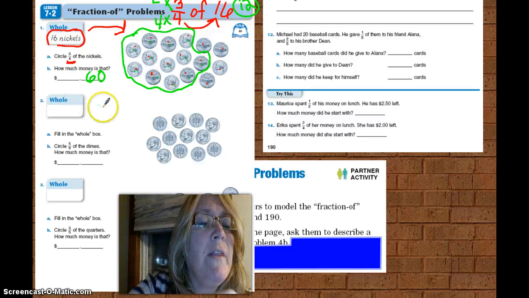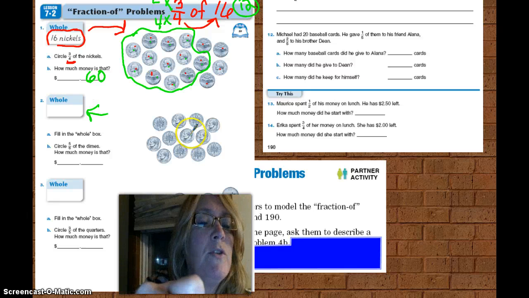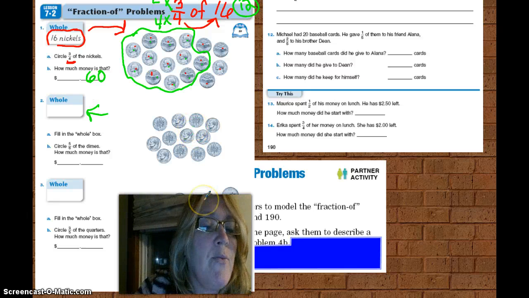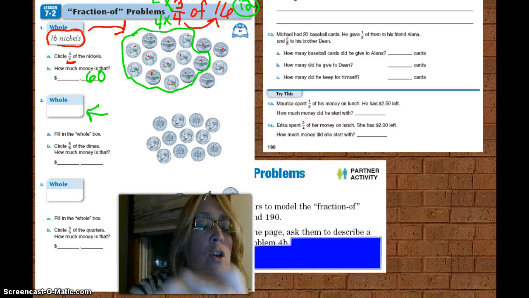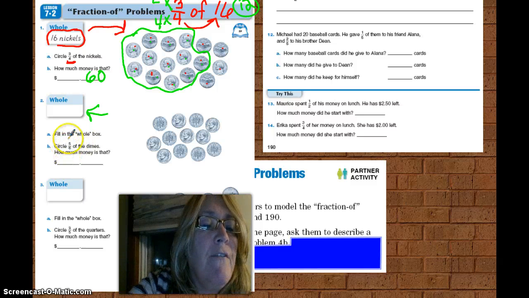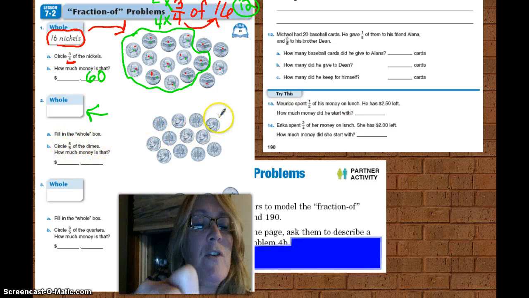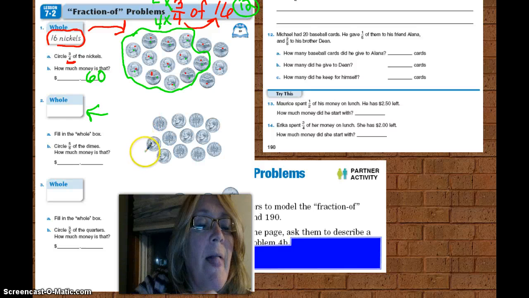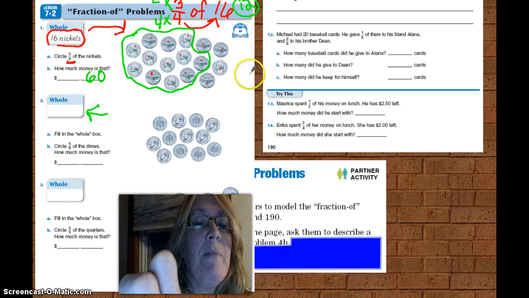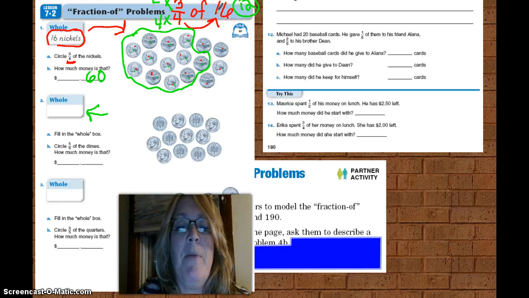Now you must fill in the boxes that say what the whole is, and of course for the next one, 2 would be dimes and 3 would be quarters. You can circle 5/6 of the dimes by first separating them into 6 even groups, or you can use the method that I showed you at the top of the page.